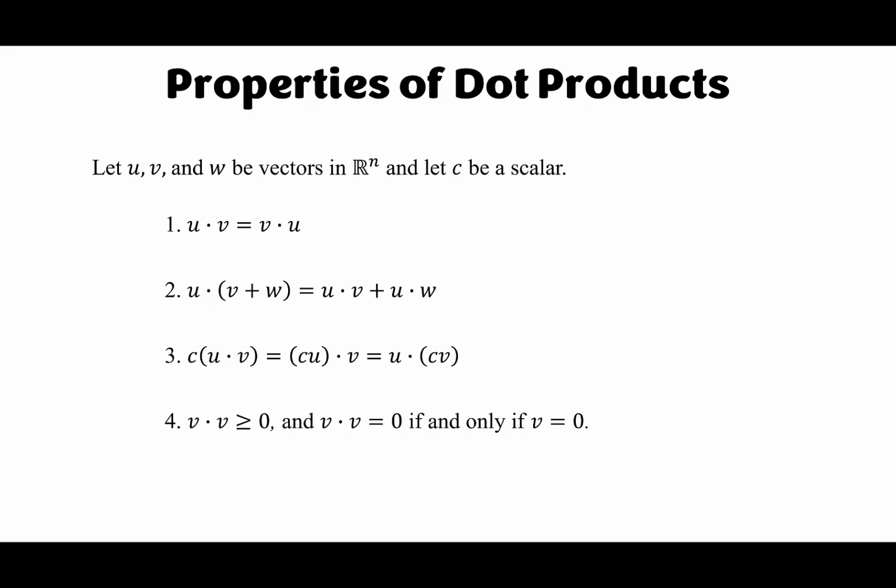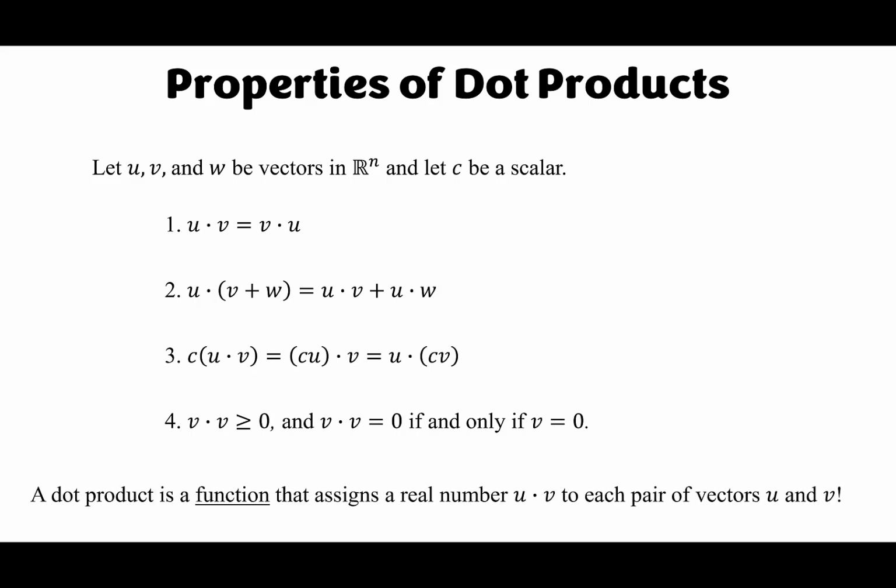So those are four properties of dot products, and we'll prove these in a little bit. Now, these are actual properties of the dot product. But first, in stepping in the direction of generalizing this concept, what we need to realize is that a dot product is a function that assigns a real number u dot v. Right? U dot v is just a number. It assigns that number to each pair of vectors u and v.